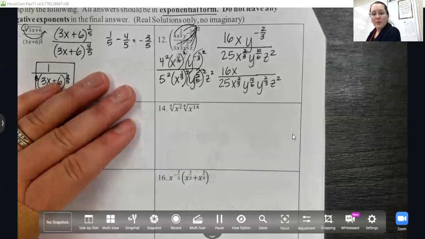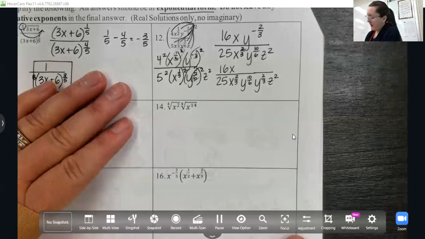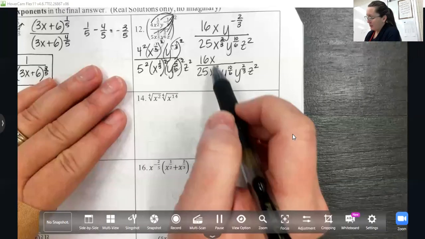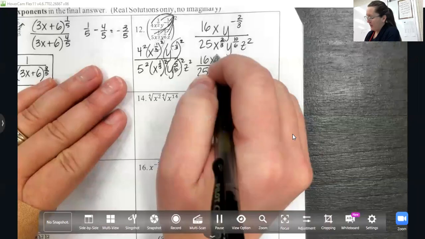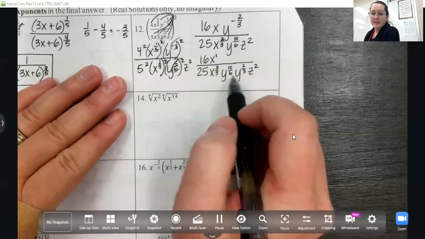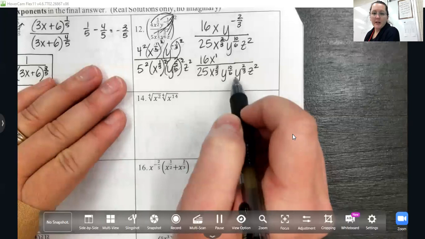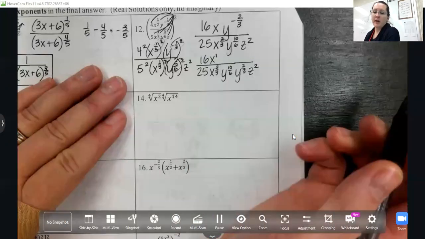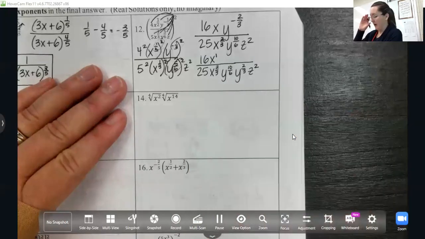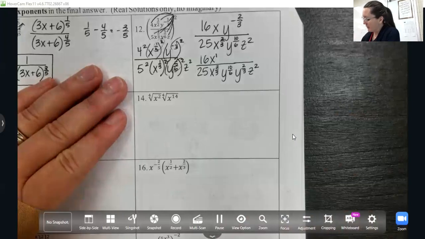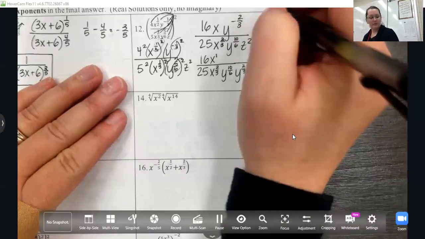All right, now what do I notice? I notice that I have same bases here, so I'm going to subtract. So this is 1, right? And then when I have same bases here, I'm going to add because I'm multiplying. So when you divide, you subtract. When you multiply, you add. So we're going to do 1 minus 2/3. I'm running out of space.